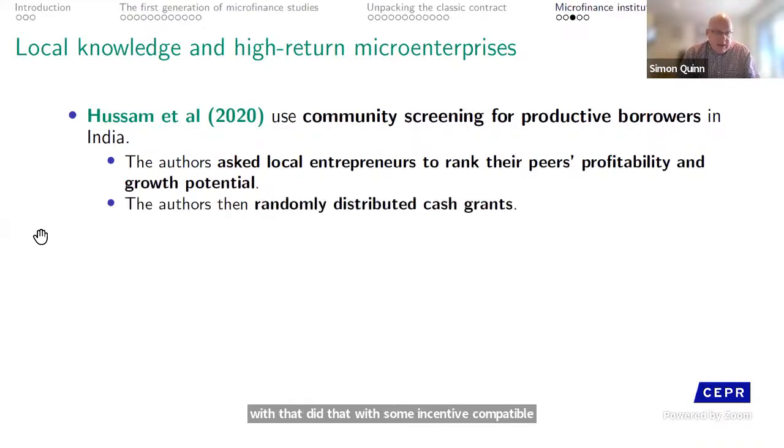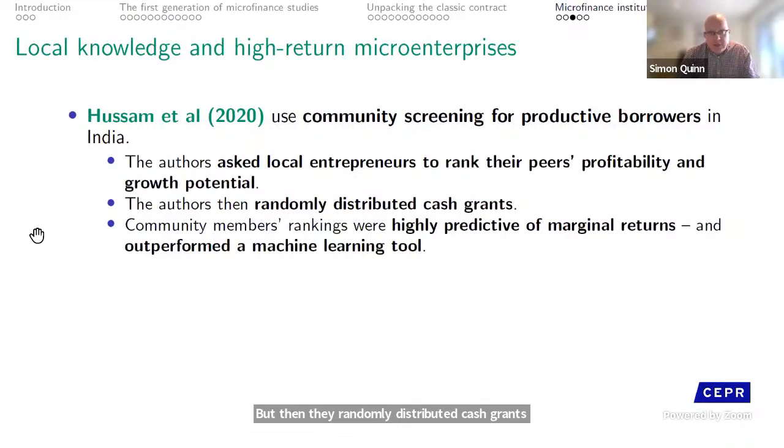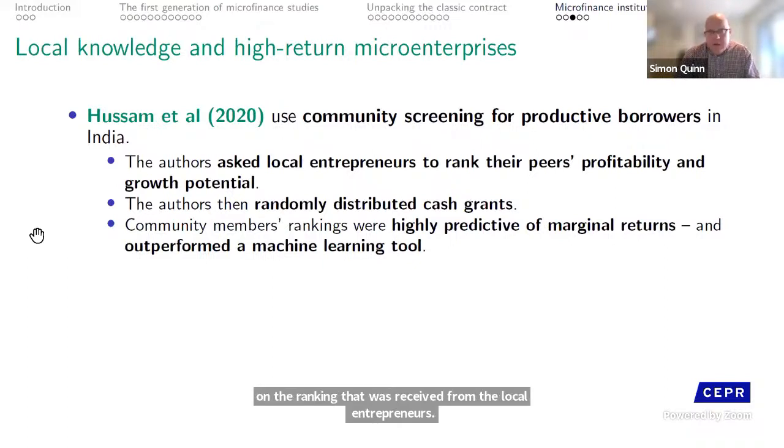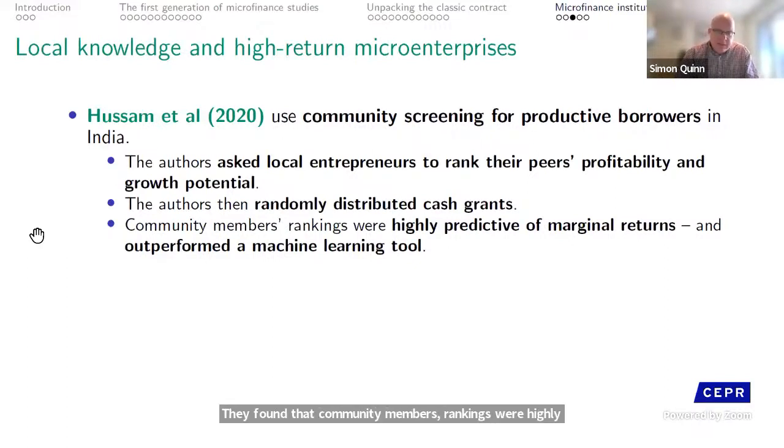But then they randomly distributed cash grants, and they were able to look at the return to those cash grants and compare them based on the ranking that was received from the local entrepreneurs. They found that community members' rankings were highly predictive of the marginal returns to capital. Interestingly, particularly in the day and age in which we live, this actually substantially outperformed a machine learning tool, which is to say that even if you have a vector of relevant information about an enterprise, sometimes you can't do nearly as well as the less tangible information that might be held by community members. This is one indication that people who are much closer to the microenterprises themselves, in this case, community members, but perhaps also the loan officers, can often have much better information than others might have.